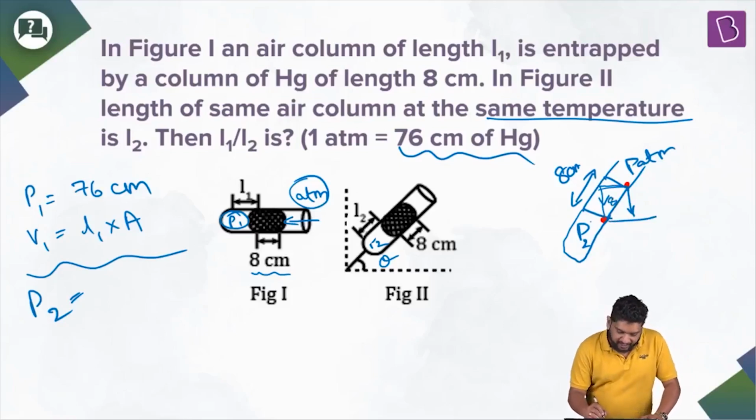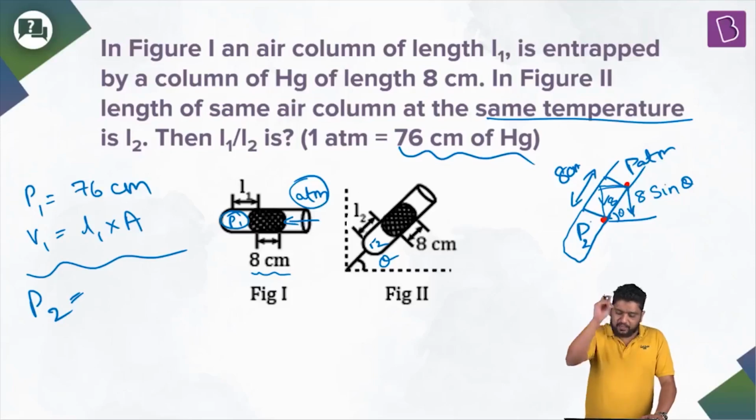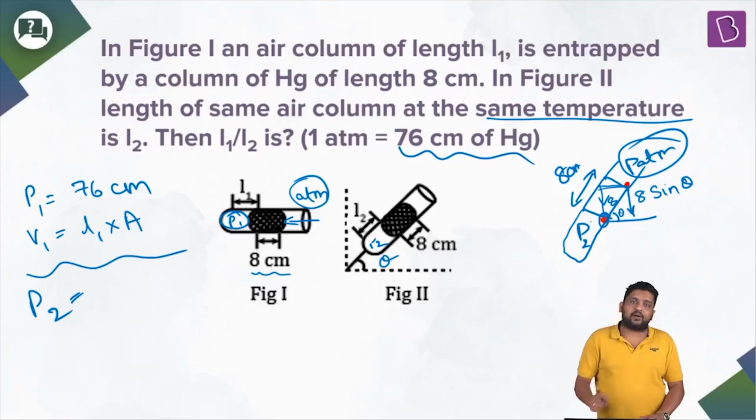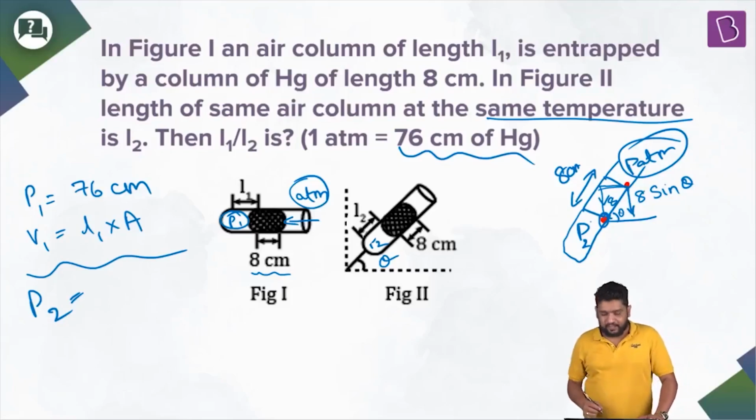So this length is 8. If this is theta, we know this is 8 sine theta, and what is there below is 8 cos theta. I'm not concerned about 8 cos theta because the vertical height drop through the liquid is what is going to change pressure. Horizontally, when I travel, pressure does not change. So what is the pressure going to be at the red dot below, which is P2? Pressure at the other red dot was atmospheric pressure, and then I have traveled down by a distance of 8 sine theta. So atmospheric pressure plus H rho g will be there.